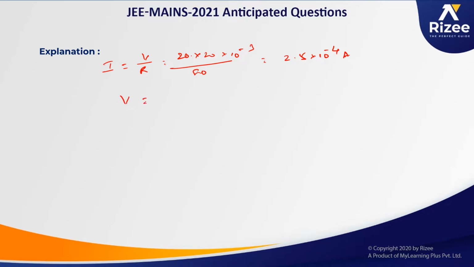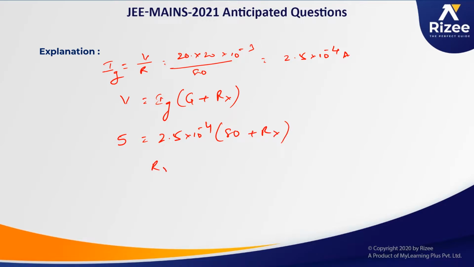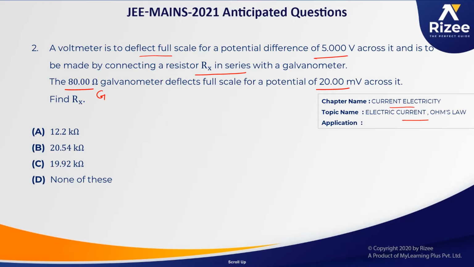So V is equal to the current through the galvanometer, you can take this as I, into the resistance of the galvanometer plus the resistance in series Rx. So the voltage to be measured is 5 volts, and we have got the current as 2.5 into 10 to the power of minus 4. The galvanometer resistance is 80, and this is your Rx. On solving this one you can get the Rx value to be somewhere around 19.92 kilo ohms. So that comes out to be your option C.